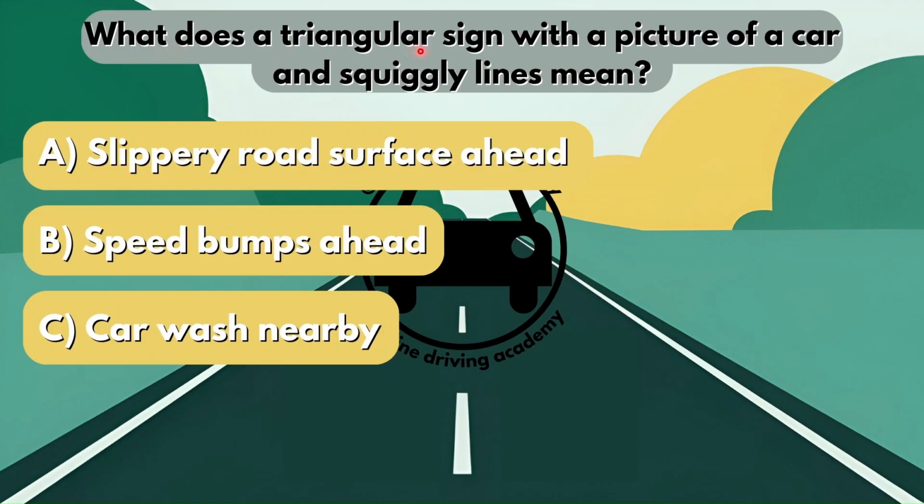What does a triangular sign with a picture of a car and squiggly lines mean? So when talking about squiggly lines, they're actually referring to basically tire tracks, right? So you know what tire tracks look like. It's not always in a straight line. It's kind of squiggly. That's what they are referring to. So is it option A, there's a slippery road surface ahead? Is it option B, there are speed bumps ahead? Or is it option C, there's a car wash nearby? Now the correct answer here would be there's a slippery road surface ahead.